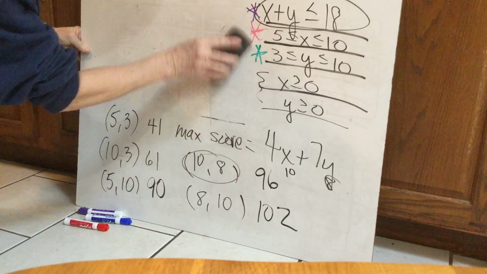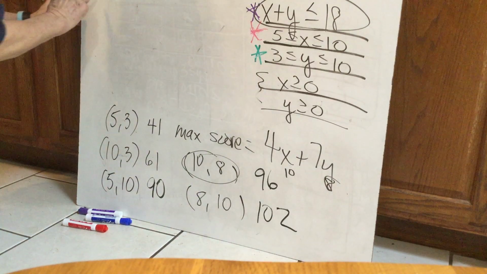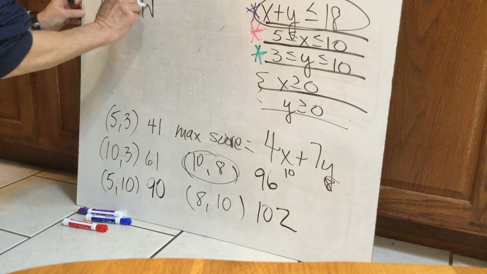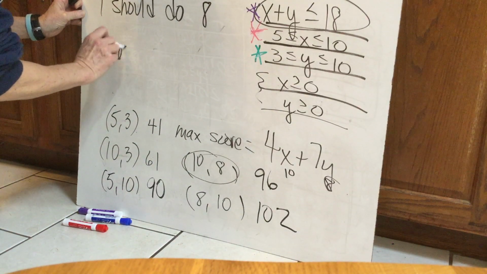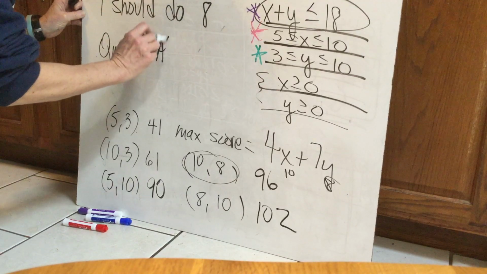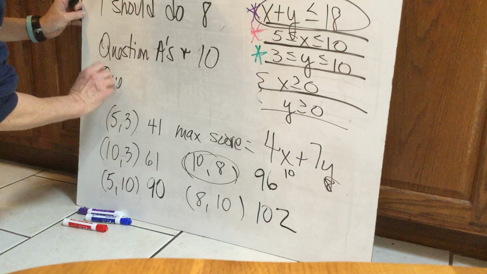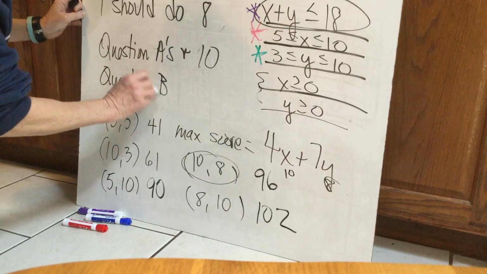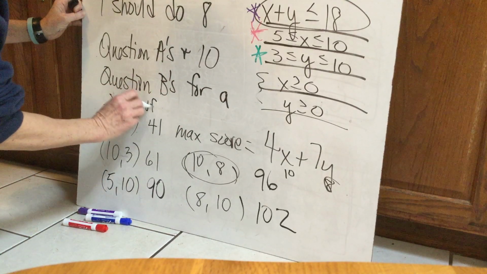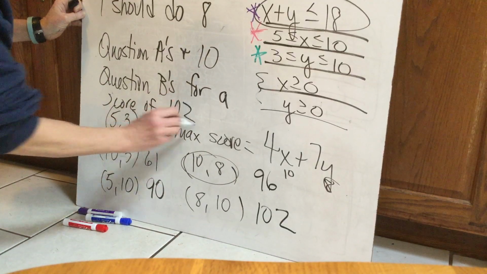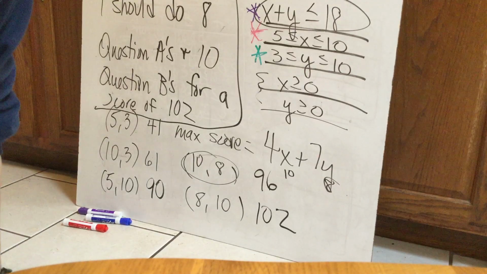My whole job was to figure out how many questions I needed to do to get the maximum score. So I should do what? 8 question A's and 10 question B's, for a score of 102. And that is the answer to the question.